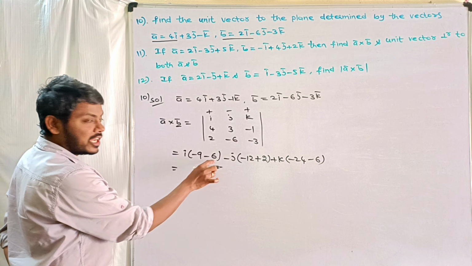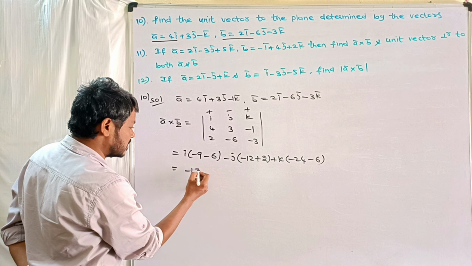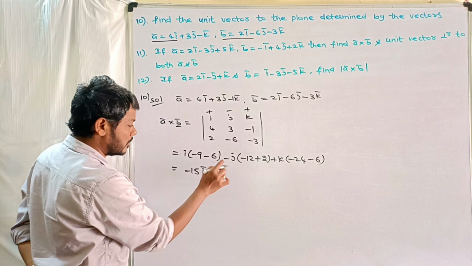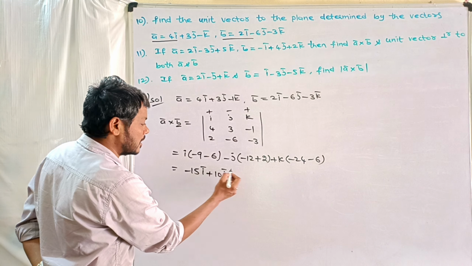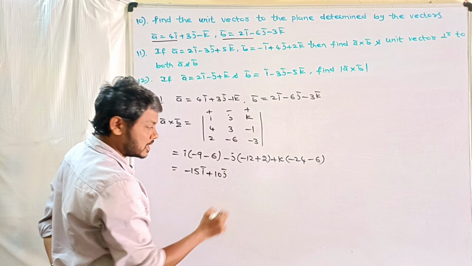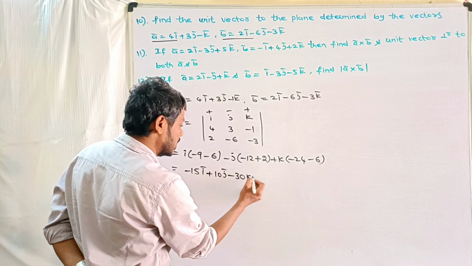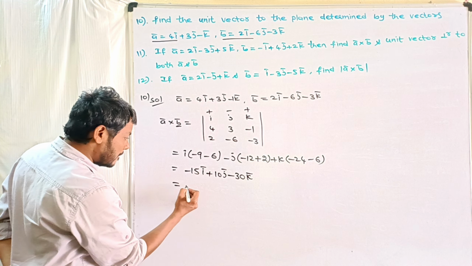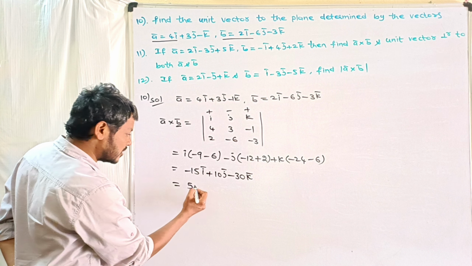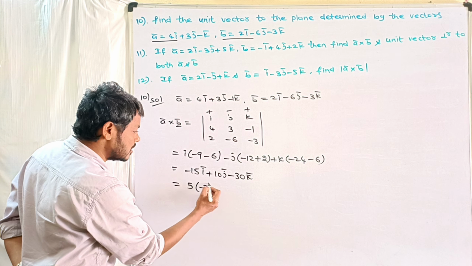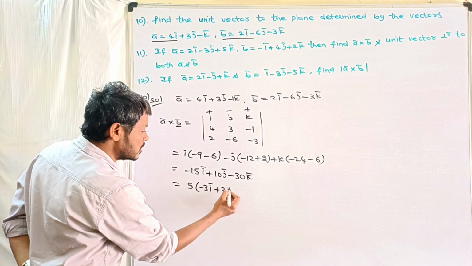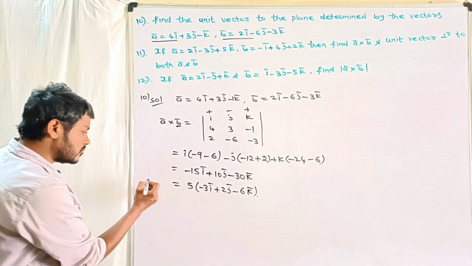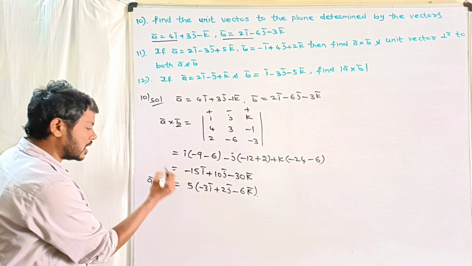So which is -9 -6, that is -15i, -12 plus 2 into minus plus, that is +10j, -24 -6, that is -30k. Clearly in that we can take 5 as common. So what will we get? 5 into -3, next 5 into 2, next 5 into -6. So this is what A bar cross B bar.